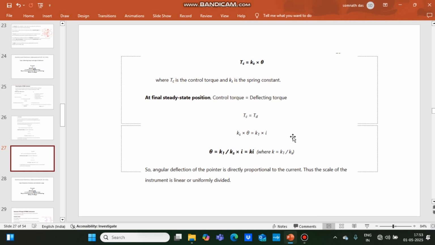So from this lecture we have seen the derivation of the deflecting torque and also the derivation of the angle of deflection theta.